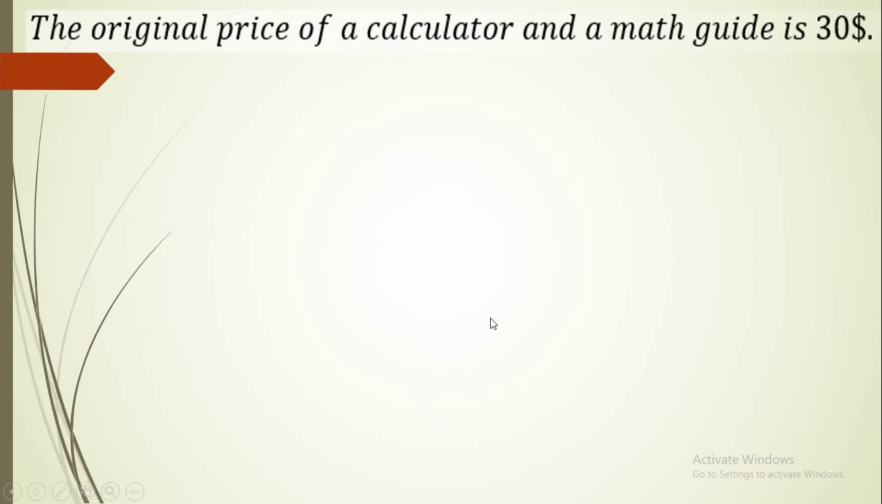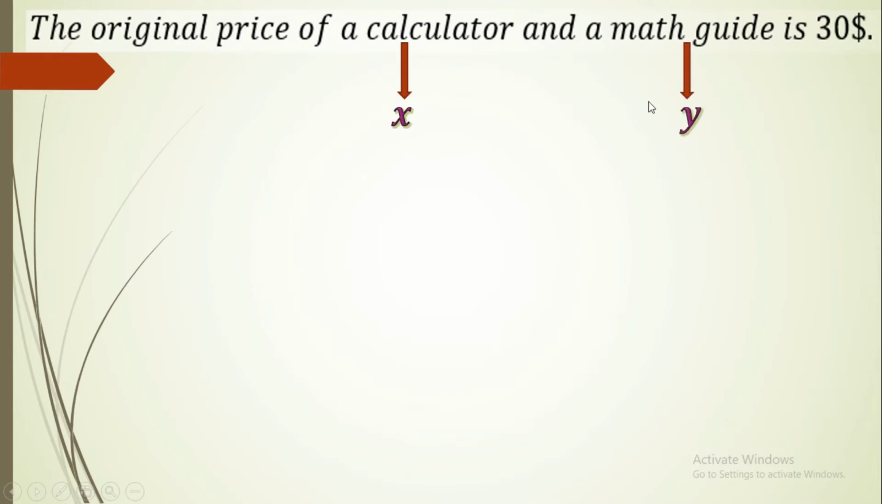How to analyze this given to prove the system? First of all, we should get each piece of information in the given alone. We have: the original price of a calculator and a math guide is $30. We don't know either the original price of the calculator or the original price of the math guide. So we can replace them by letters which are replacing the unknowns. Let x be the original price of a calculator and let y be the original price of the math guide.